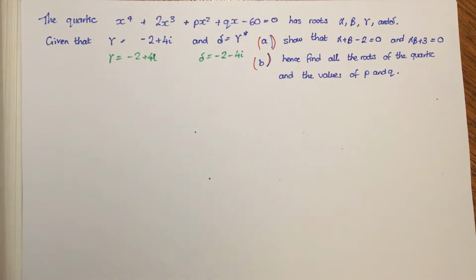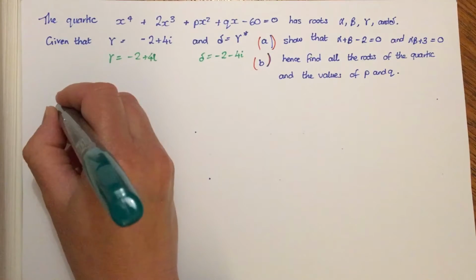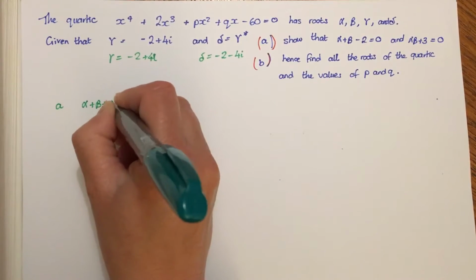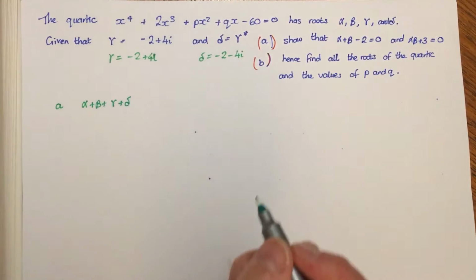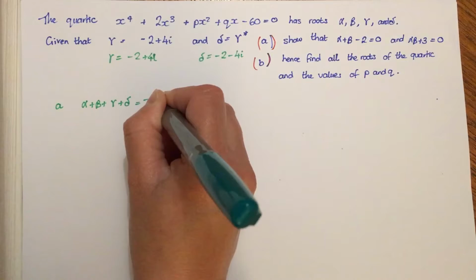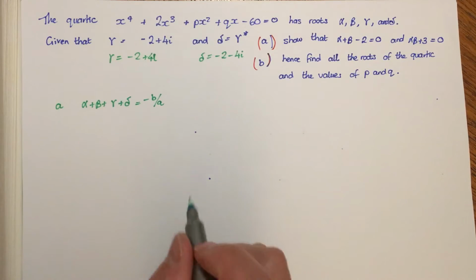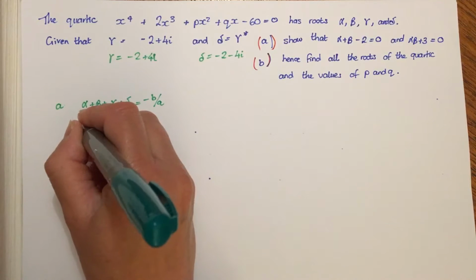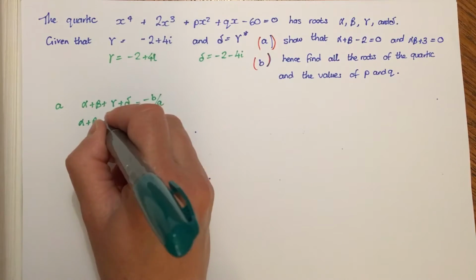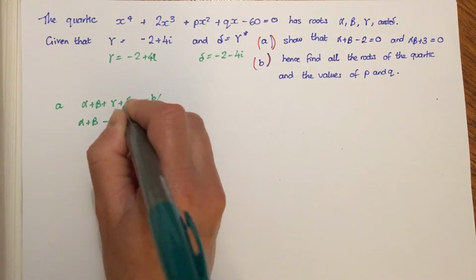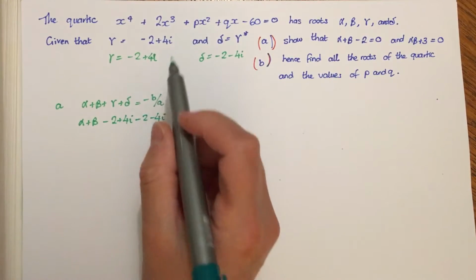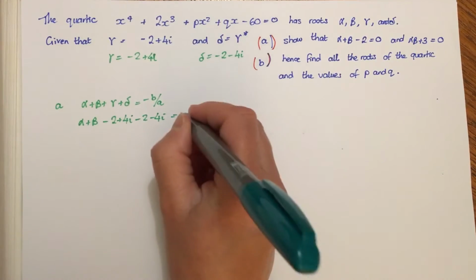Right, so what does it ask us? So this one has got an add-in. So I am going to guess that we're going to be using alpha plus beta plus gamma plus delta. And we know that alpha plus beta plus gamma plus delta equals minus b over a. So alpha plus beta, I don't know what they are. I do know what gamma is. It's minus 2 plus 4i. I do know what delta is. It's minus 2 minus 4i. And it's equal to minus b over a, so negative 2 over 1.